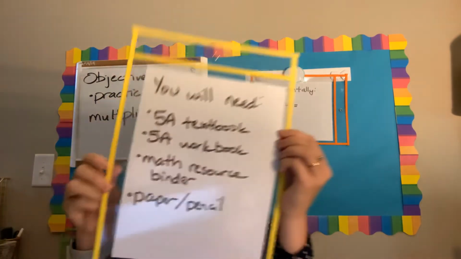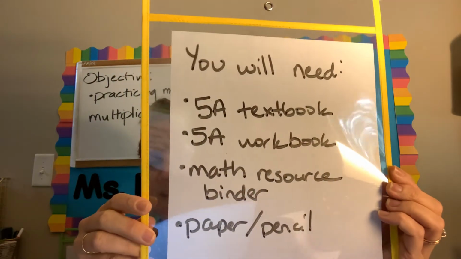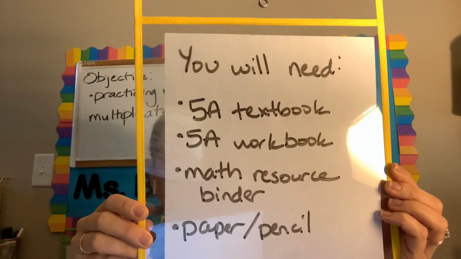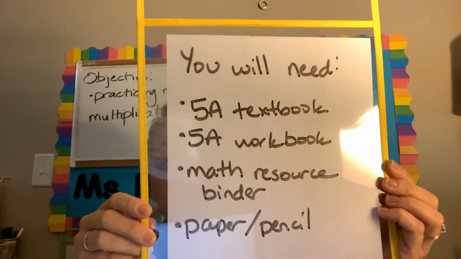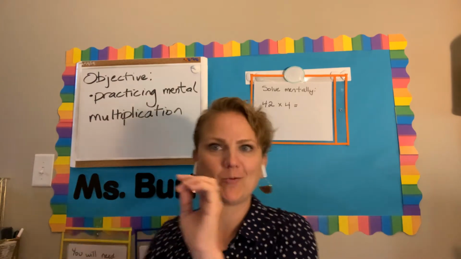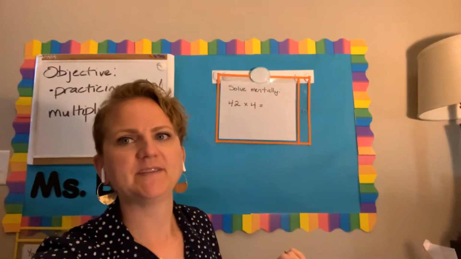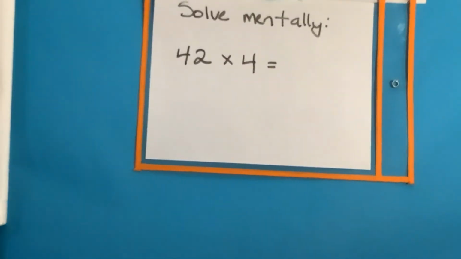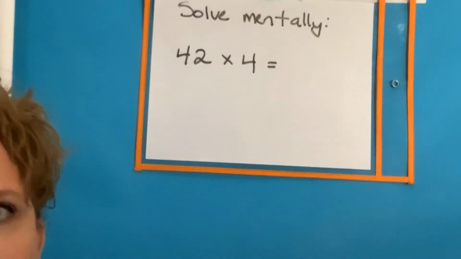For today, you will need your 5A textbook, your 5A workbook, your math resource binder, and paper and a pencil. Or, of course, if you've been using a whiteboard and a whiteboard marker, that will continue to work well. For your warm-up today, I'm asking you to solve a multiplication problem mentally. So go ahead and pause, and when you're done, come on back and see how you did.